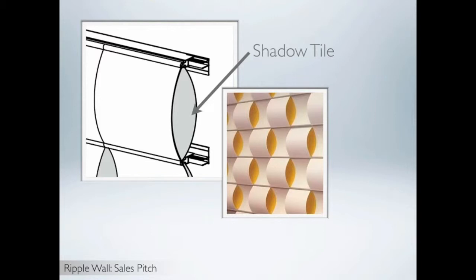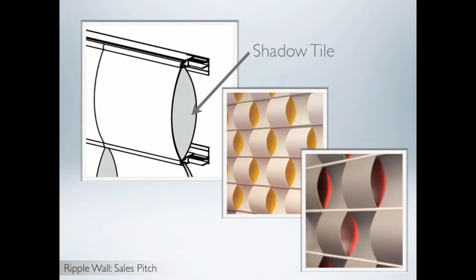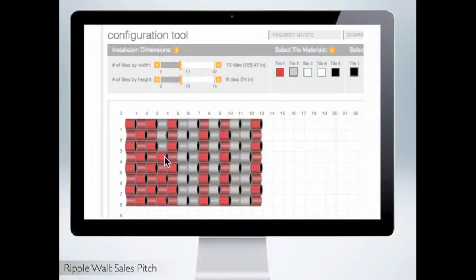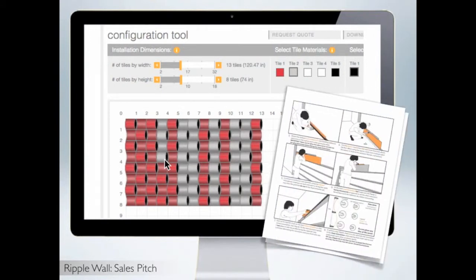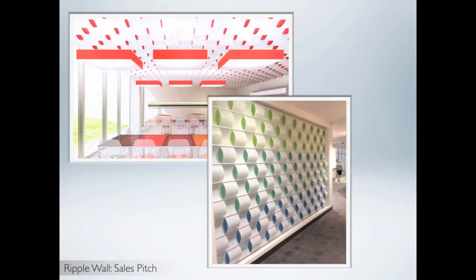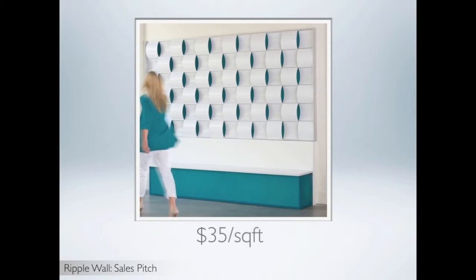This shadow tile can be complementary color to the ripple tile, or you can provide more of a contrast using the shadow tile. Ripple Wall has an online configuration tool as well, so specification is simple and installation is simplified with a set of printed instructions. Ripple Wall can be used as a ceiling and carries similar diffusive properties as Wave Wall. This solution can be effective in channeling sound to absorptive materials. Ripple Wall starts at $35 per square foot.